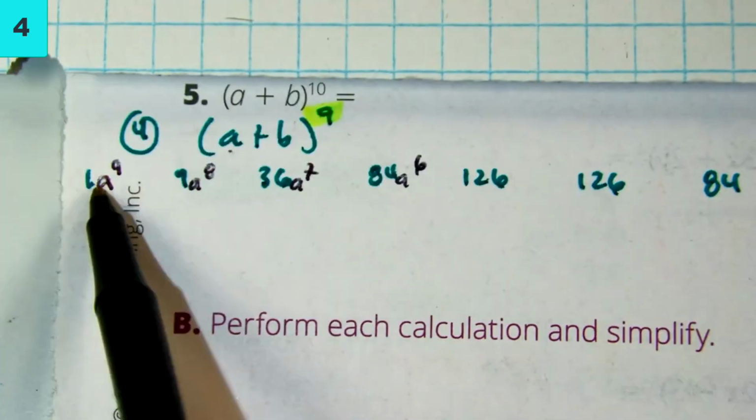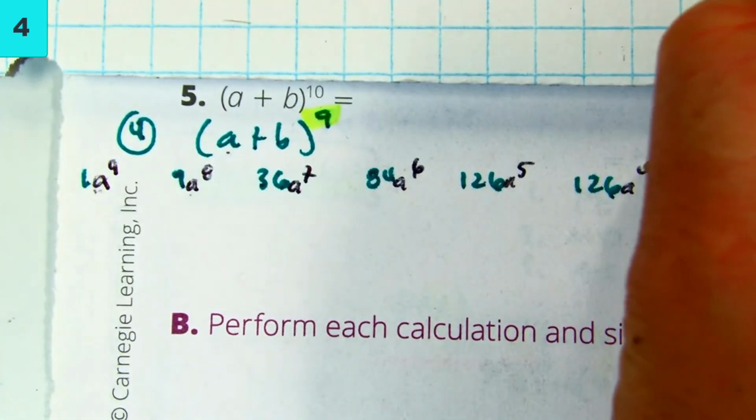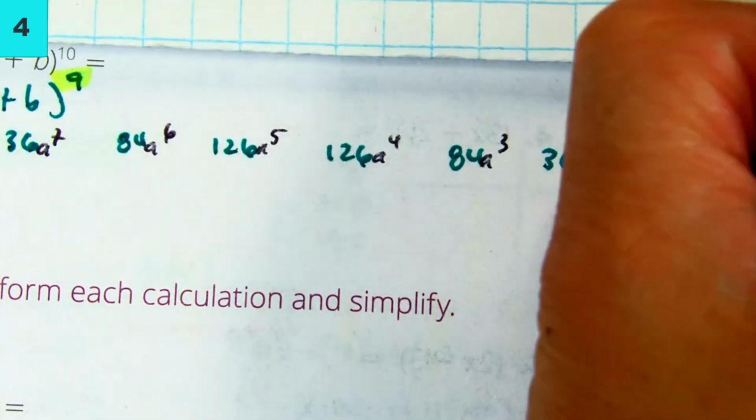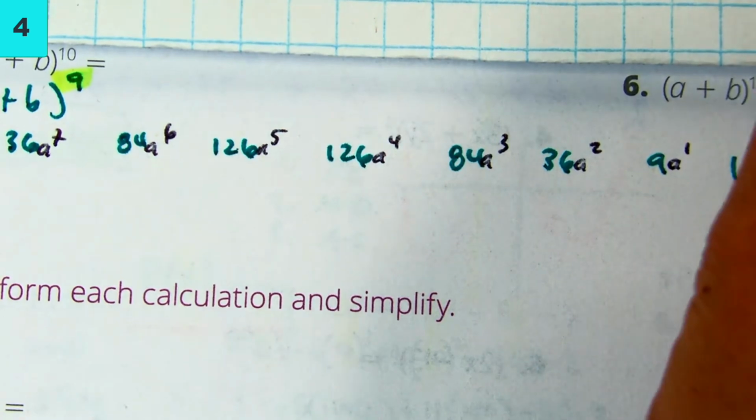Class, what does descend mean? Down. So A to the 9th. A to the what? A, and all we do is just count down. 7, 6, can't see that, let's focus that. So 9, 8, 7, 6, 5, 4, 3, 2, A to the first, and then this one's a little bit weird, but you're going to write A to the 0 power.